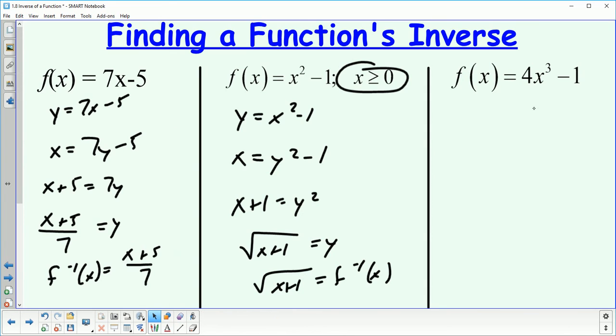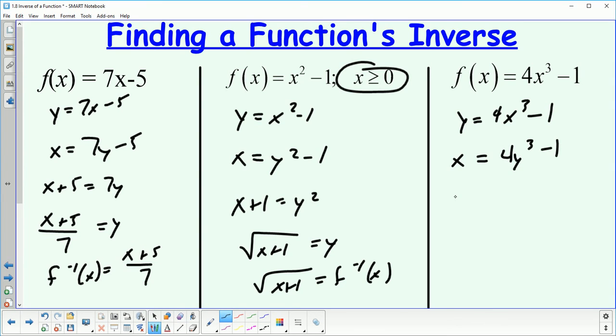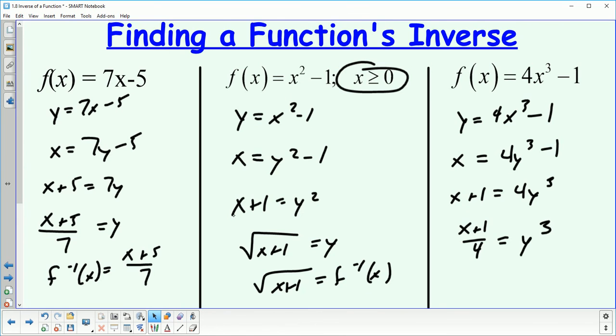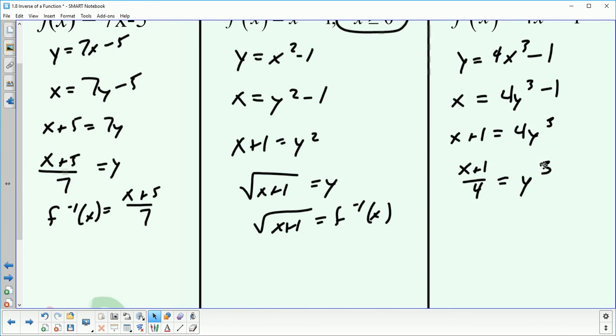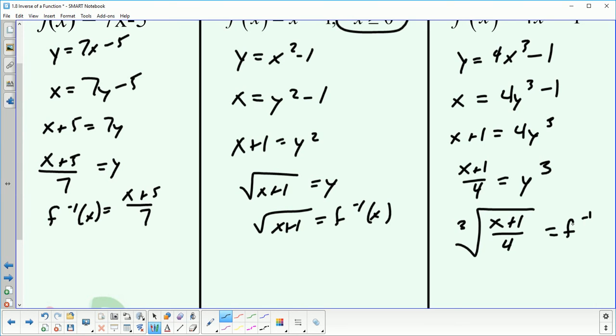Okay, and finally the last one here, you'll notice no domain restriction. I'm going to do my same process. I'm going to change my f of x to y and then swap my two pieces. I'm going to start by adding 1 here. So I swap my x and y, I add 1. I'm going to divide by 4. And now, in order to solve this for y, we need to take the cube root of both sides here. So we have the cube root of x plus 1 over 4, and that equals y, or I can just jump ahead a step here, and that equals my inverse of x.